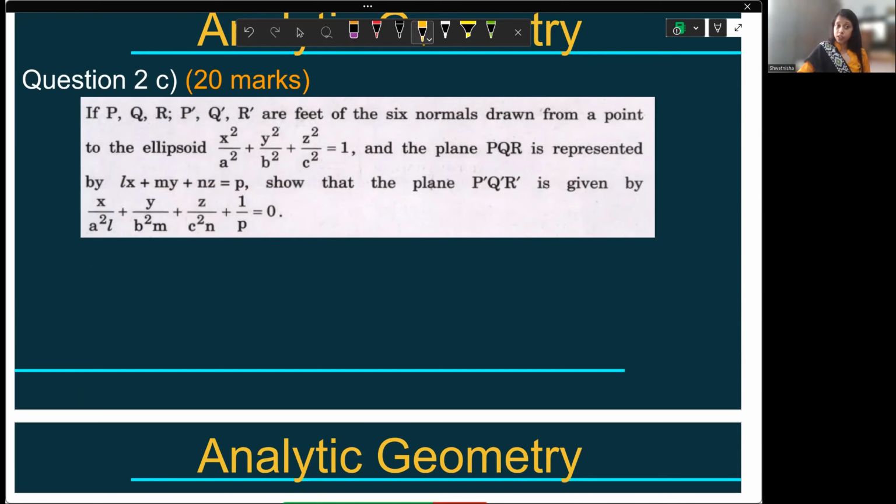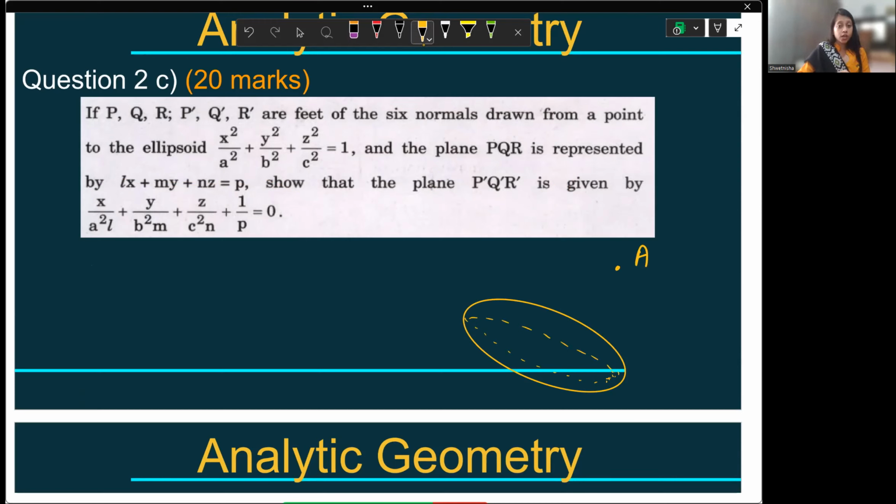in ellipsoid, we have a concept of 6 normals. That means, let's say it's a 3D figure, so maybe I'll not be able to make it exactly, but I'm trying to make it. Let's say this is the ellipsoid. This is how an ellipsoid looks. And there is a point outside, let's say A.